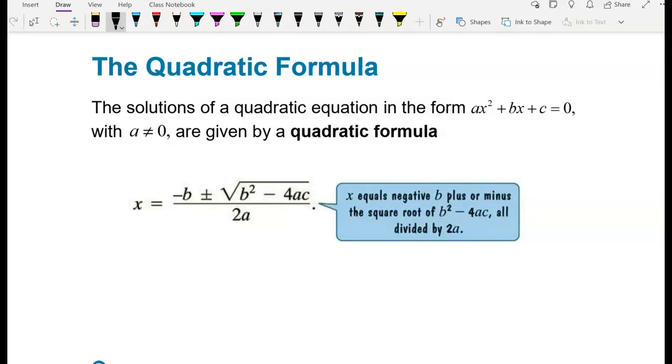So just remember x equals negative b plus or minus the square root of b squared minus 4ac all divided by 2a. So just remember that. Remember it's a formula, so that means those values won't change. So it's always going to be that formula every time, and then you're just plugging in your values.